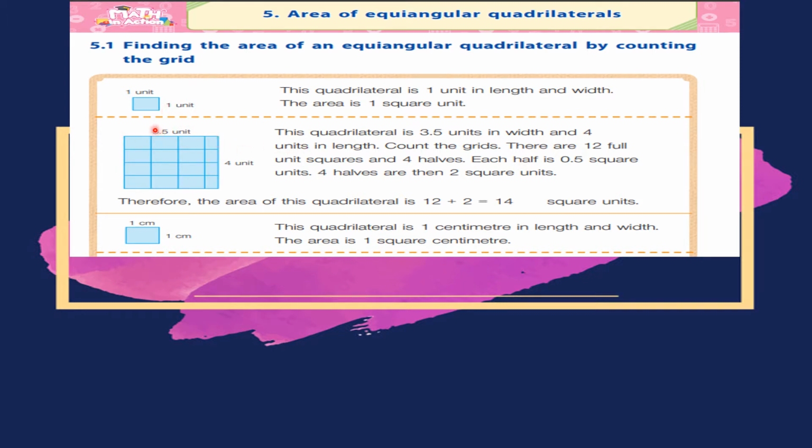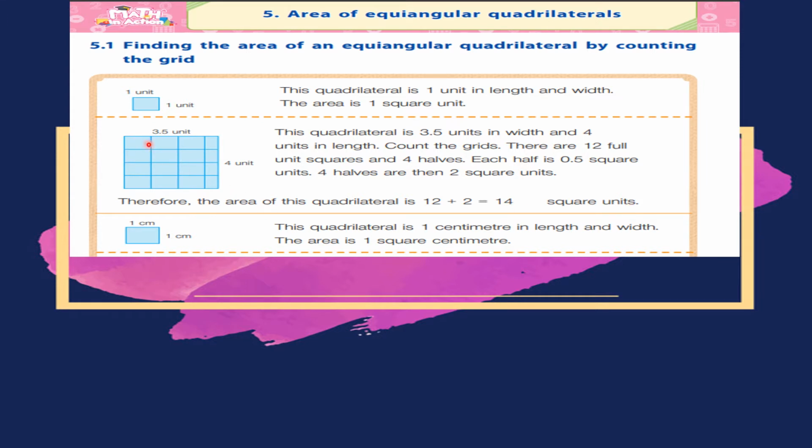So as you see, this quadrilateral is 3.5 units in width and 4 units in length. Count the grids. There are 12 full square units and 4 halves. Each half is 0.5 square units. So 4 halves are then 2 square units. Therefore, the area of this quadrilateral is 12 plus 2 is equal to 14 square units.